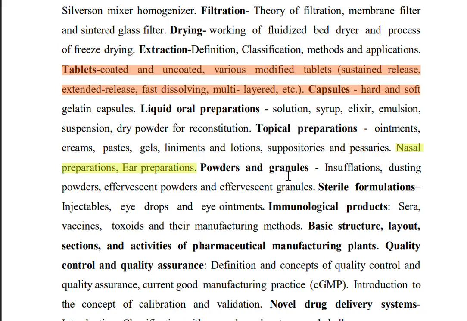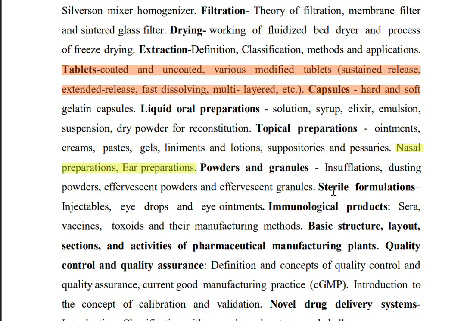Then powders and granules. So in this topic we have different categories like insufflation, dusting powder, effervescent powder, and effervescent granules. They may also ask the flow properties of the powders and granules, Hausner ratio, Carr's index, and then they might ask Carr's ratio, Hausner index, like that also they might ask.